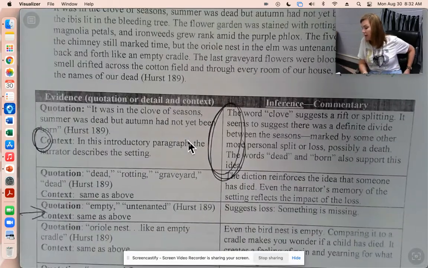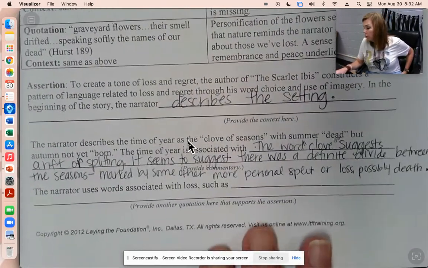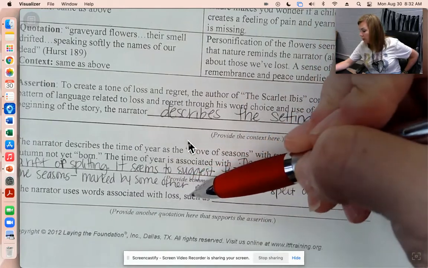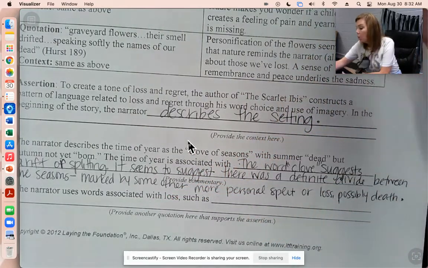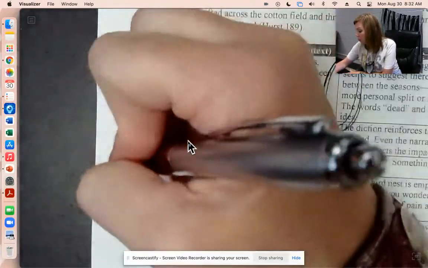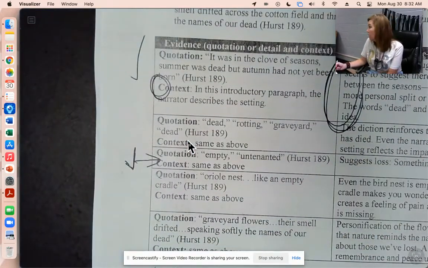Okay, now this next thing that you're going to do, I'm going to let you do it on your own. The narrator uses words associated with loss, such as, and it says provide another quotation here that supports the assertion. Well, we've already used this one, so we can't use it. And we've already used this one, so we can't use it. You can use any of the other ones that work for you.